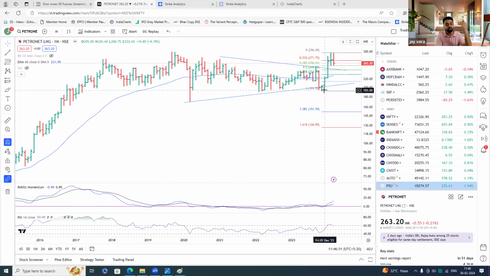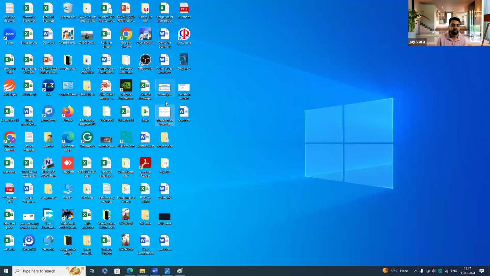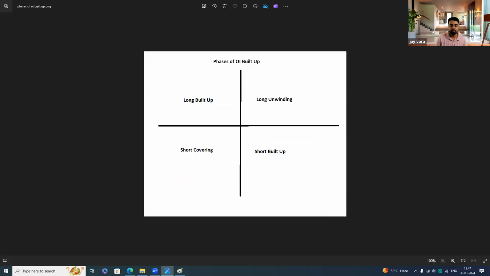So what will happen is that the shorts will get covered, and then people will realize that this stock is in a medium term uptrend, and they would actually want to go long on that as well. So that will lead to this cycle happening. There will be a short covering, and after short covering people will realize that this is an uptrend, so they will start building long positions. So it could have a meaningful upside from a medium term perspective.